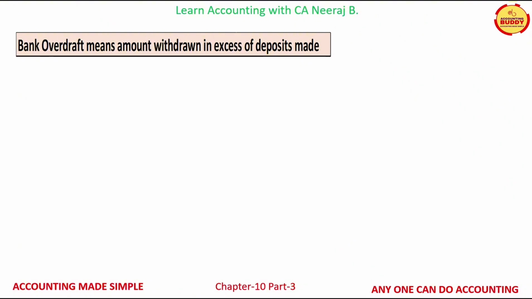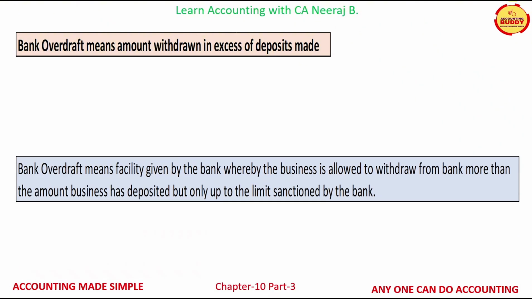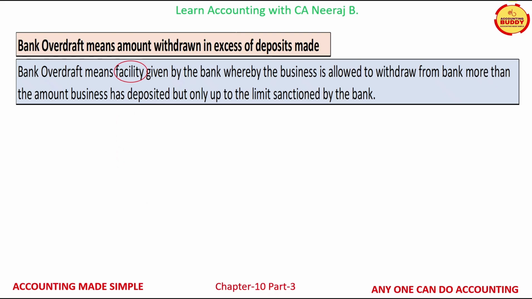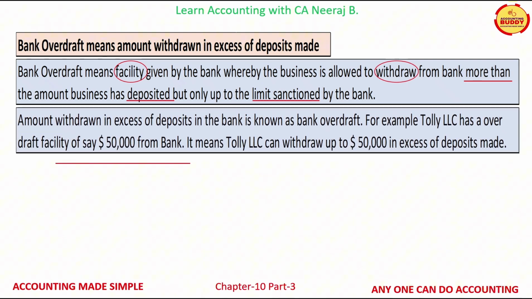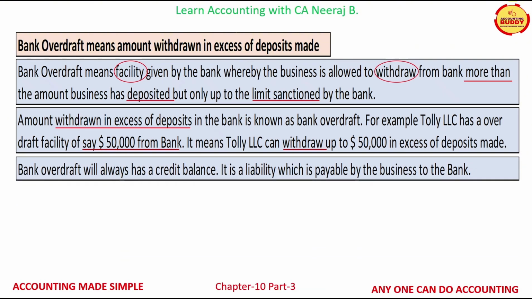Let us understand the term bank overdraft in detail. Bank overdraft means the facility given by the bank whereby the business is allowed to withdraw from the bank more than the amount business has deposited, but only up to the limit sanctioned by the bank. Amount withdrawn in excess of deposits in the bank is known as bank overdraft. For example, Tolly LLC has a overdraft facility of say $50,000 from the bank. It means Tolly LLC can withdraw up to $50,000 in excess of deposits made.